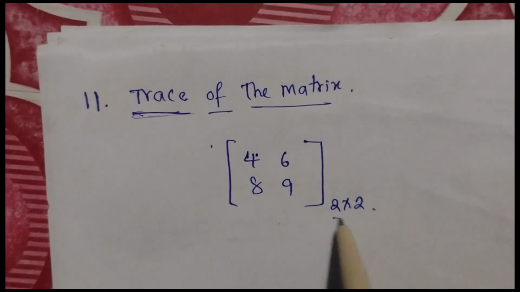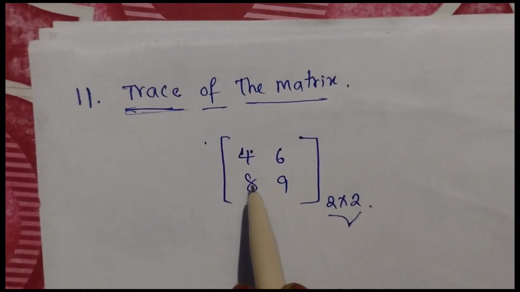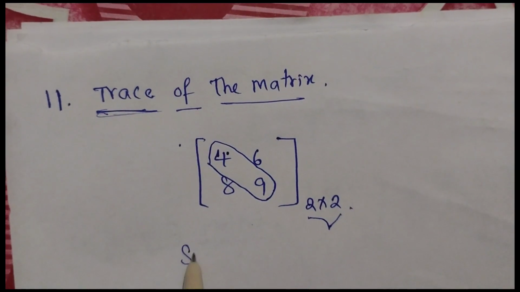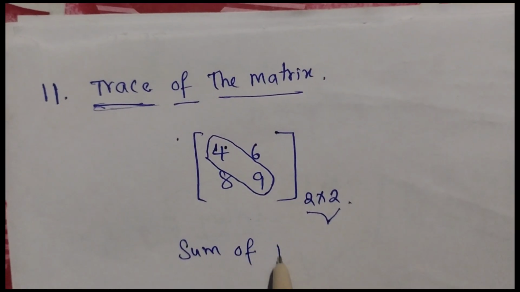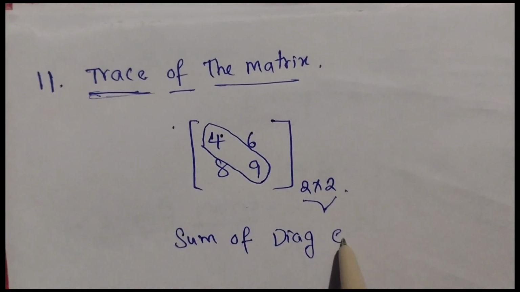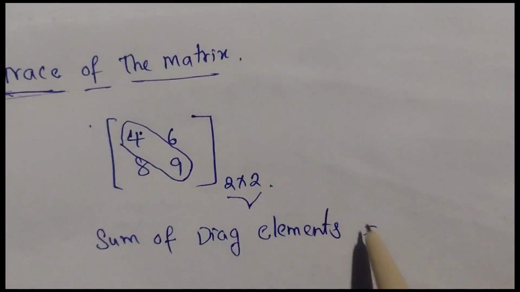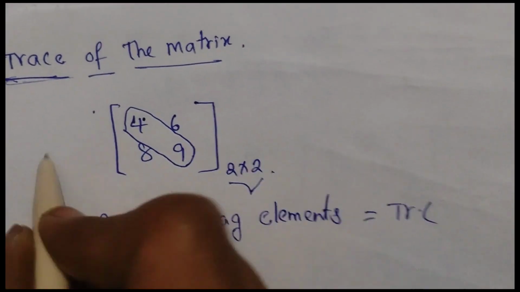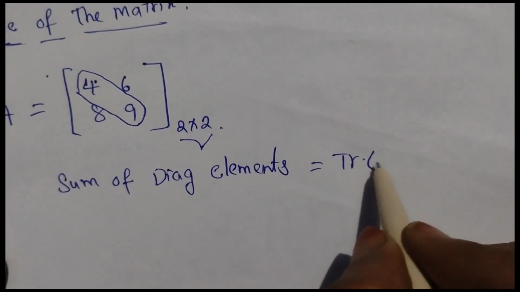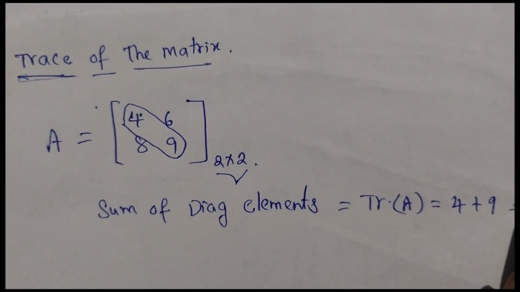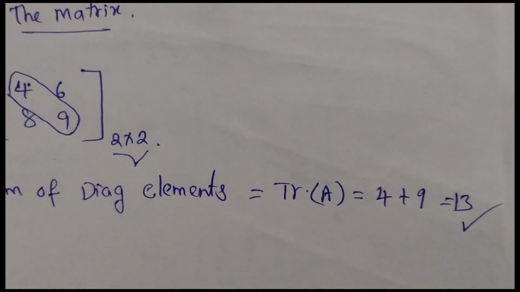Because it is a square matrix, what are the diagonal elements here? 4 and 9. The sum of the diagonal elements is the trace of the matrix. The trace of A is equal to 4 plus 9, which is equal to 13. This is the trace of the matrix.